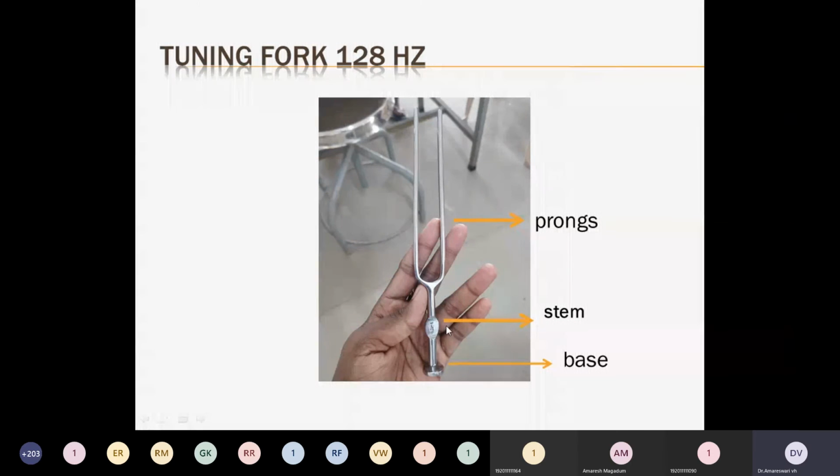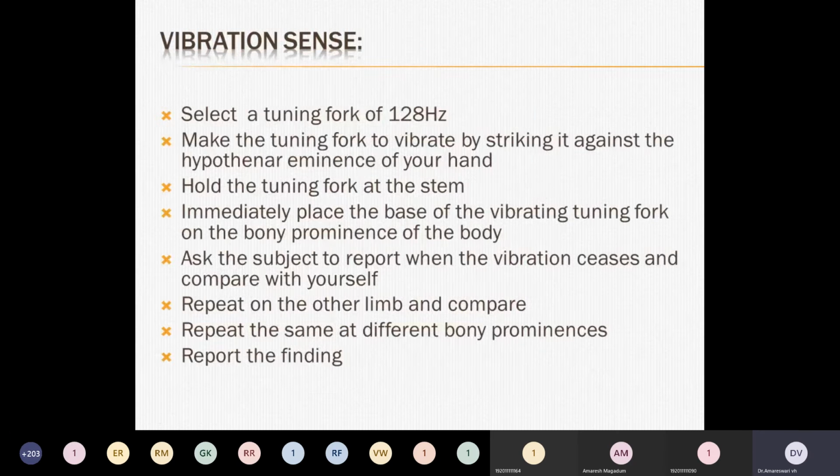If you tap on the hypothenar eminence of your left hand with the prongs, it will start vibrating. Make the tuning fork vibrate by striking it against the hypothenar eminence of your hand.